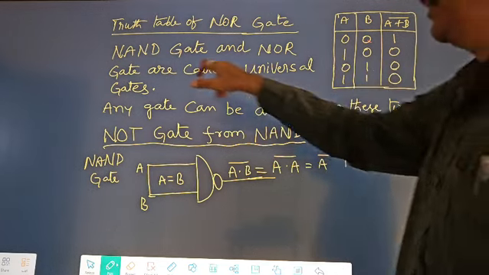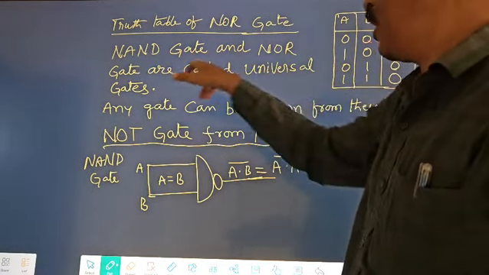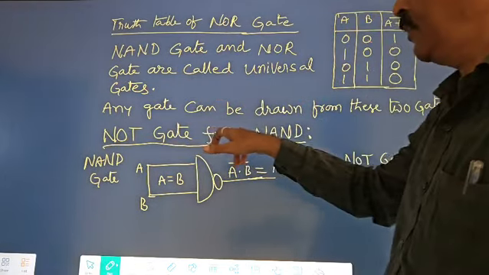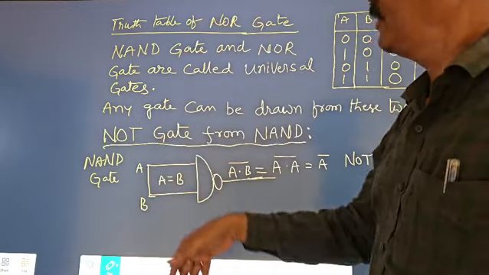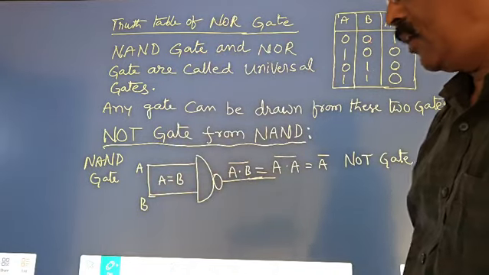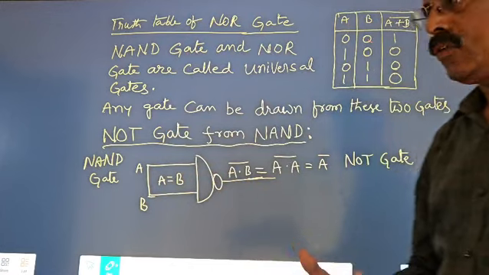NAND gate and NOR gate are called universal gates. Any gate can be drawn from these two gates. That's why the NAND gate and NOR gate are called universal gates.